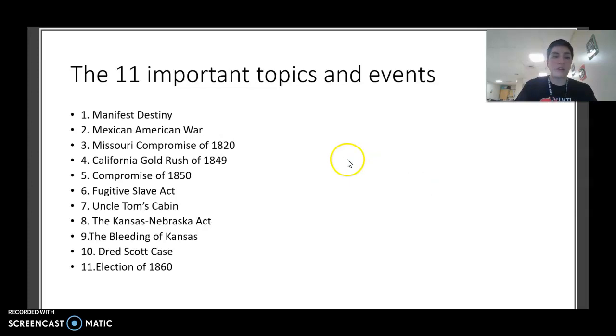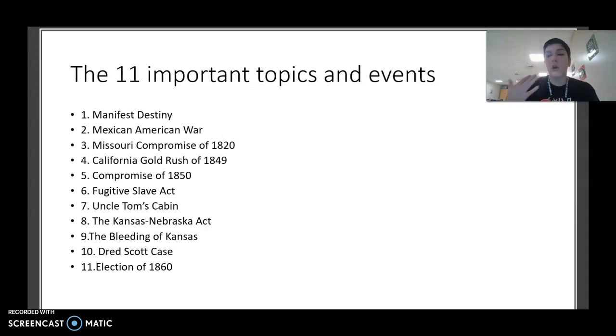Here are 11 important topics and events we're going to go over. The first one is Manifest Destiny, the Mexican-American War, the Missouri Compromise of 1820, the California Gold Rush of 1848, the Compromise of 1850, the Fugitive Slave Act, this book called Uncle Tom's Cabin, the Kansas-Nebraska Act, the Bleeding of Kansas, the Dred Scott case, and then the election of 1860.